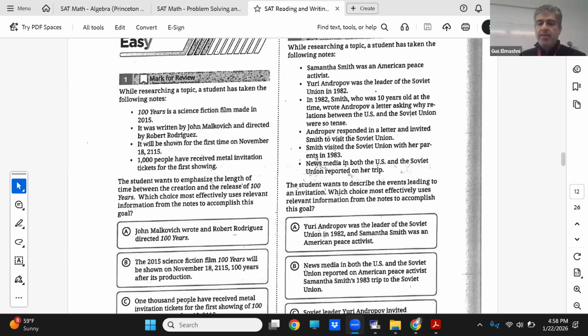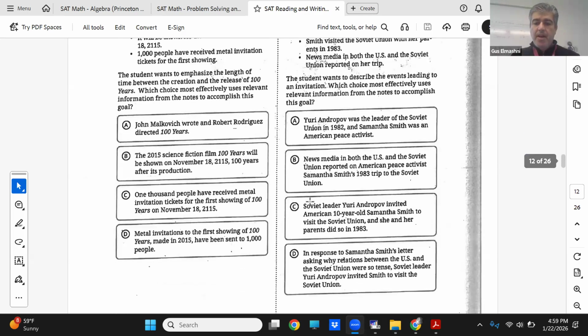But what do they want? Describe the events that led to it. What are the events that led to it? Definitely that third bullet point, 100% right. And his response, right? Invited. So that's what I would say. I definitely want something that involves the third bullet point. D talks about the letter writing. C doesn't talk about the letter writing. A doesn't talk about letter writing either.